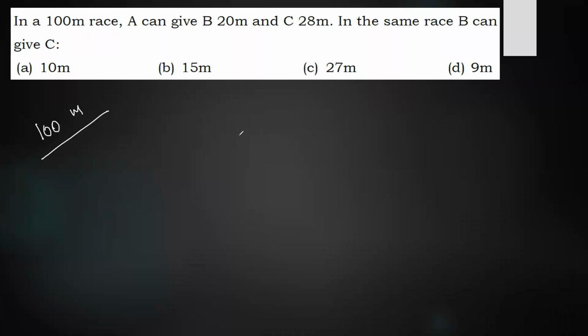So it's very easy. There's no formula at all. Okay, listen carefully here. In a 100-meter race, A can give B 20 meters and C 28 meters. What is the meaning of that? A can give B 20 meters and C 28 meters. What is the meaning there?